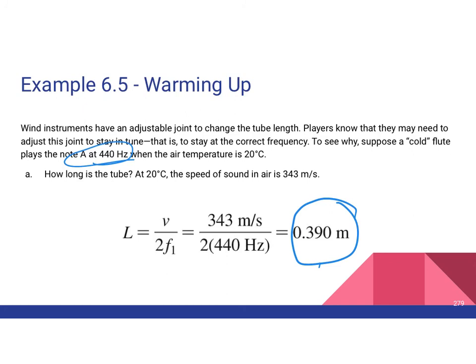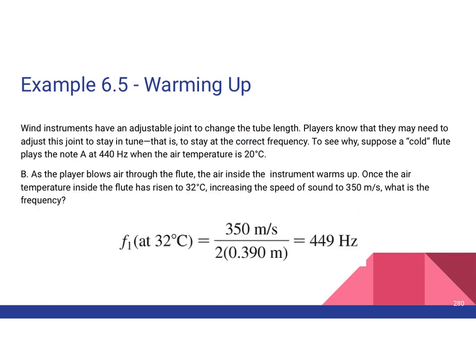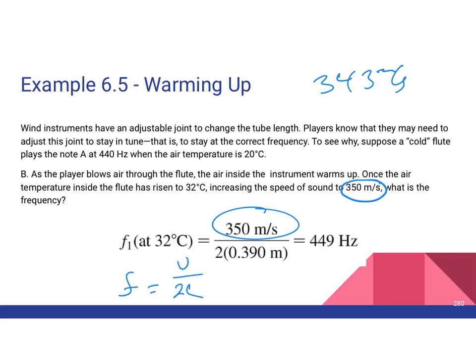I adjust the length of the instrument for it to be exactly 39 centimeters. Now, as I warm up, as I blow air through the flute, we're going to assume that we go from 20 degrees Celsius all the way up to 32 degrees Celsius. Well, as I do that, I actually increase the speed of sound. I was at 343 meters per second. Now I'm at 350 meters per second. So my new frequency, because remember, frequency is going to be velocity over twice the length, is 449 hertz. Well, I was supposed to be playing 440. Now I'm playing 449. So now I am out of tune. I am sharp because my instrument has now been properly warmed up.